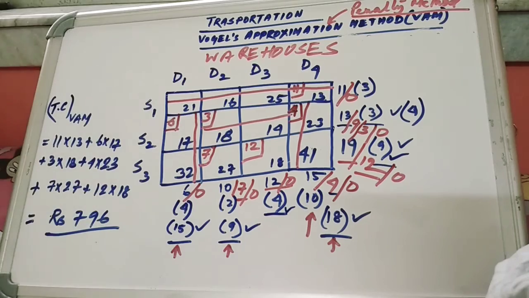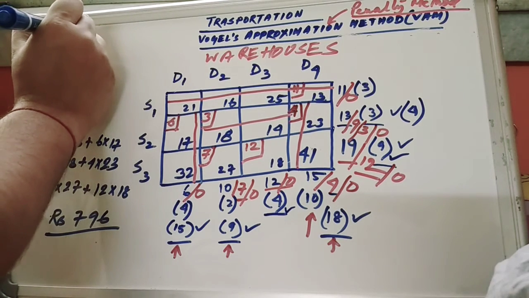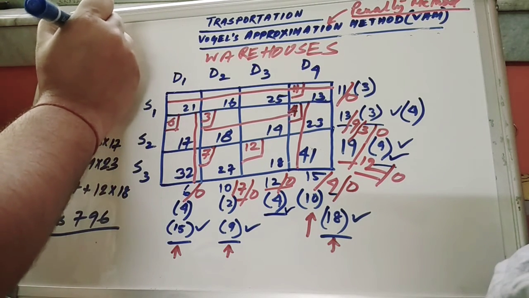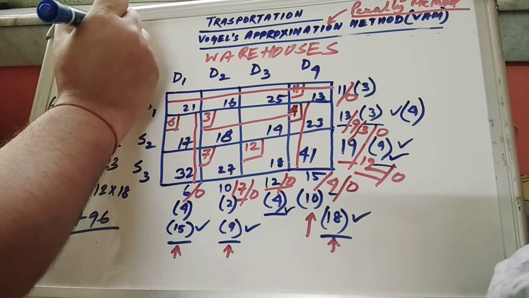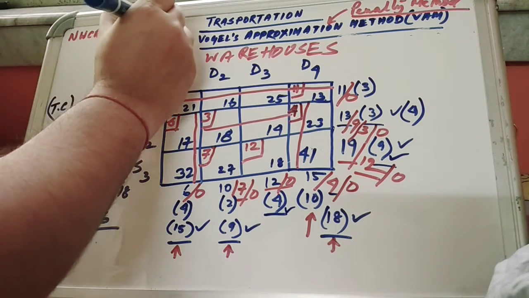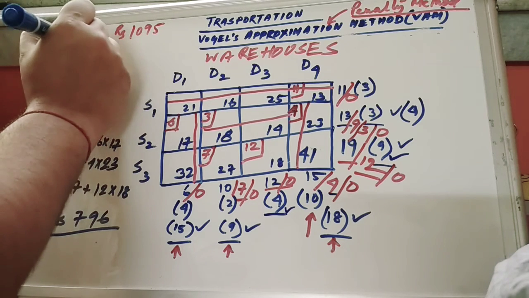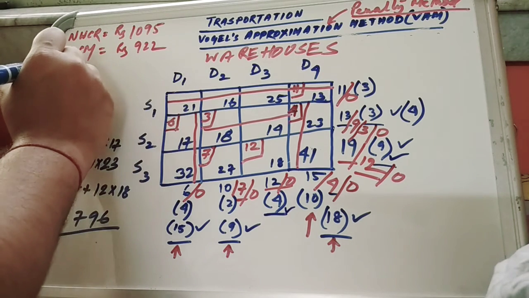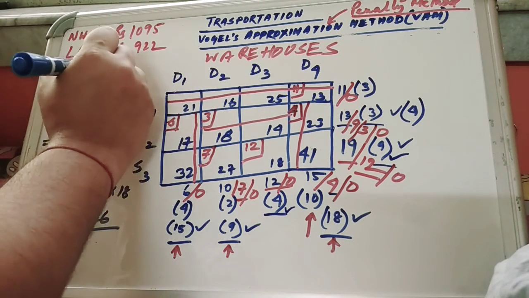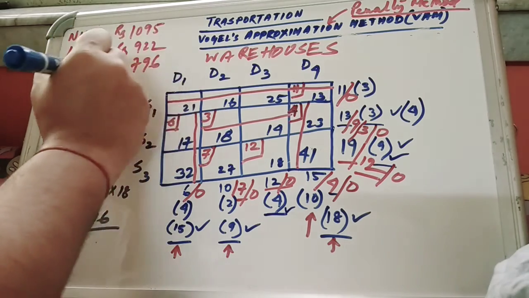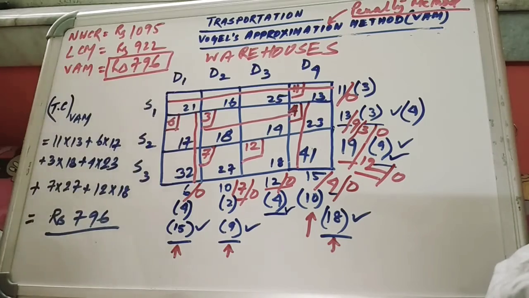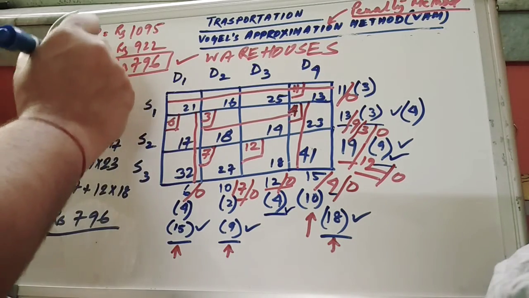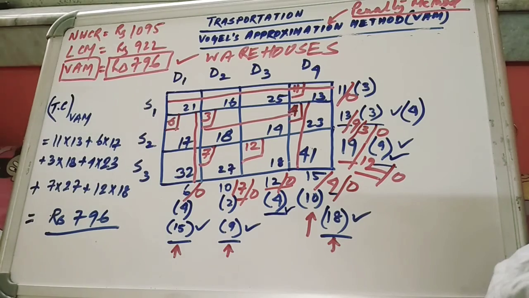796. Okay. So if you can remember, while calculating with NWCR, that is the northwest corner method, we found earlier rupees 1095. LCM gives us a transportation cost of how much? Rupees 922. And VAM gives us rupees 796, which is the least one. And what was our aim? Our aim was to minimize the total transportation cost. So you can easily say that.